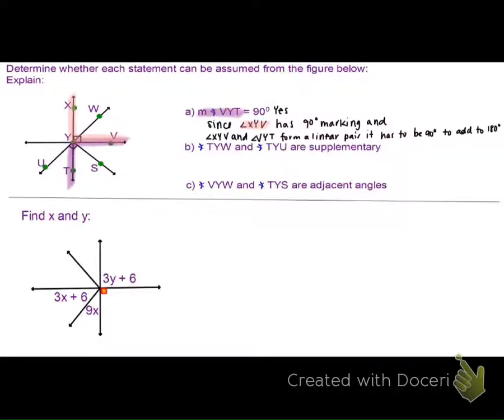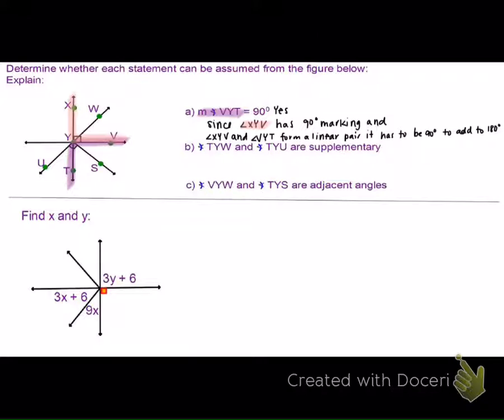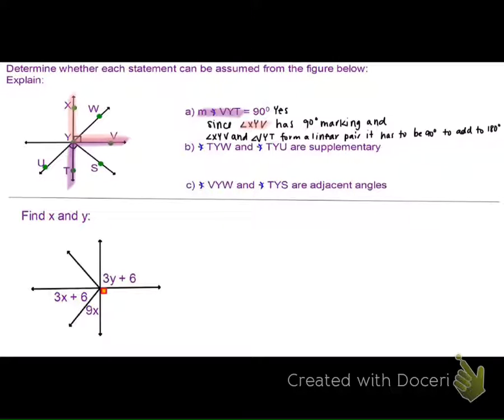So the reason is because you can see the straight angle of XYT. Do you guys see the straight angle of XYT? So if this is 90, this has to add to 180. So 90 plus 90 is 180. That's a linear pair, or it's supplementary.